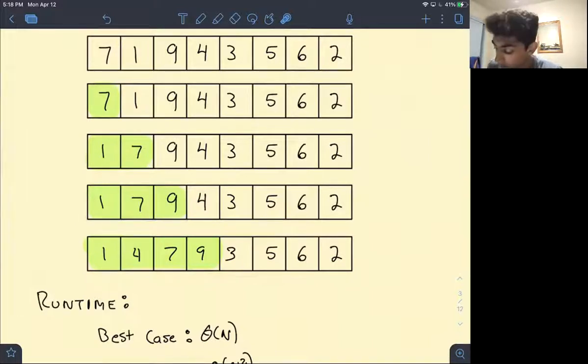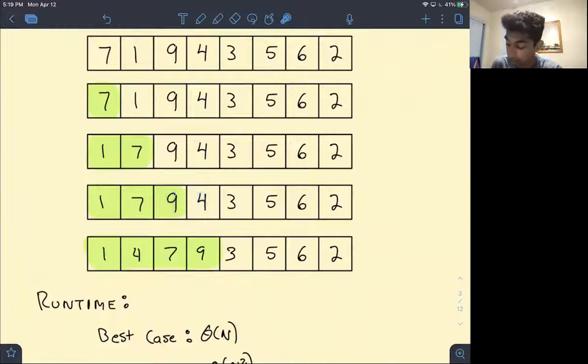Then we're going to look at the number 4, and we're going to ask ourselves, is 4 bigger or smaller than 9? And we see that 4 is indeed smaller than 9, so 9 and 4 are going to swap. So right now, we have a 4 here and a 9 here.